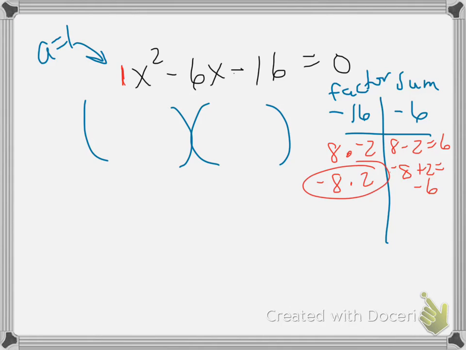So these are my factors right here. So I'm going to put in x - 8 and then x + 2. Now this is my answer right here.